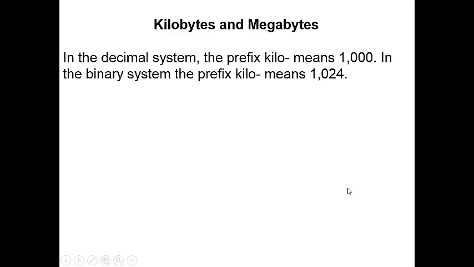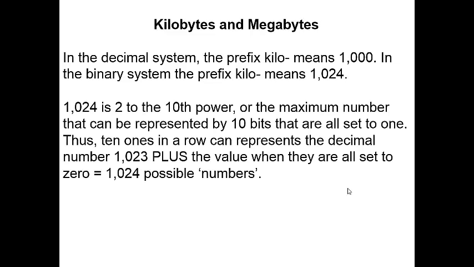A quick note, in the decimal system, kilo means 1,000. So in the binary system, kilo actually means 1024. This is because 1024 is 2 to the 10th power, or the maximum number that can be represented by 10 bits. So 10 ones in a row can represent the decimal number 1023 plus the value that we're set to 0, so that equals 1024 possible numbers.